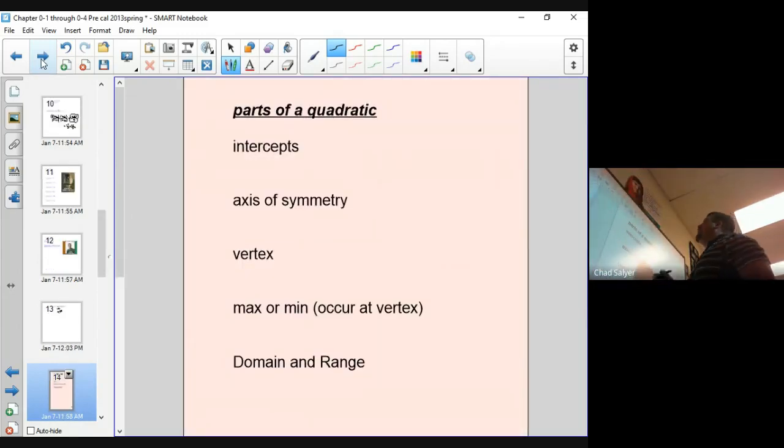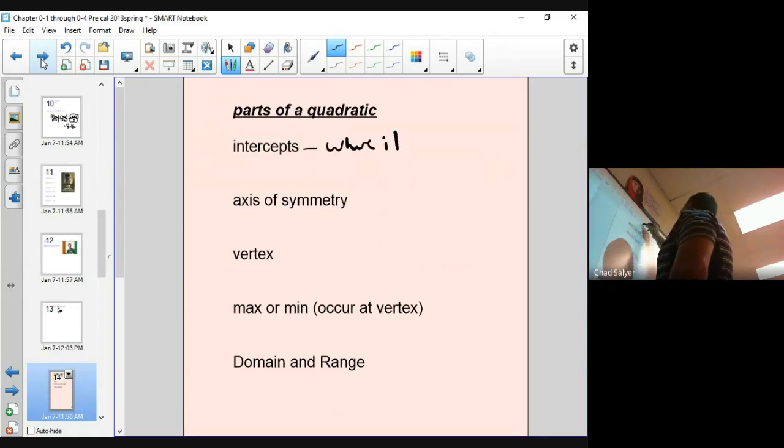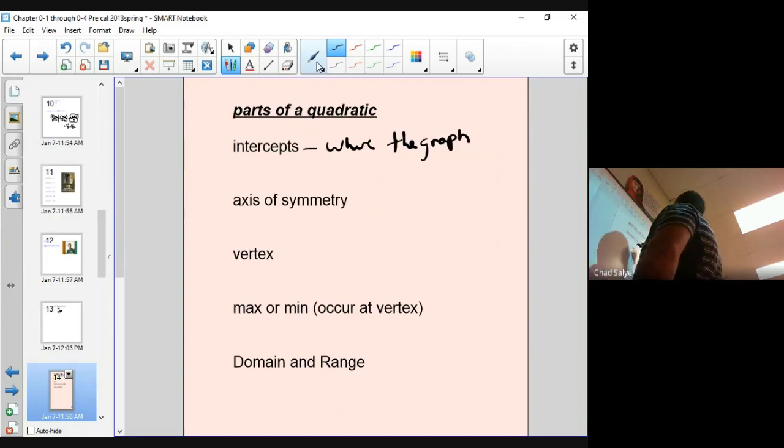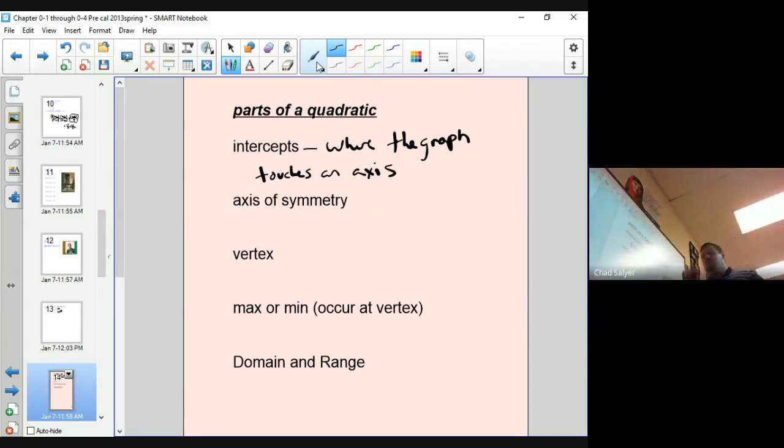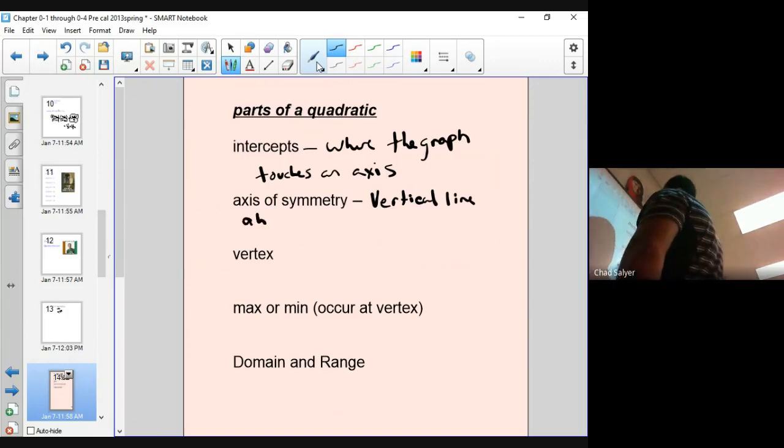So it has to have an x squared part or some variable squared. So parts of a quadratic. Intercepts are where the graph touches an axis, and that is the x or the y axis. X-intercepts are typically what we would be more interested in, but often the y-intercept means something too. Axis of symmetry: this is a vertical line about which the graph is symmetric.